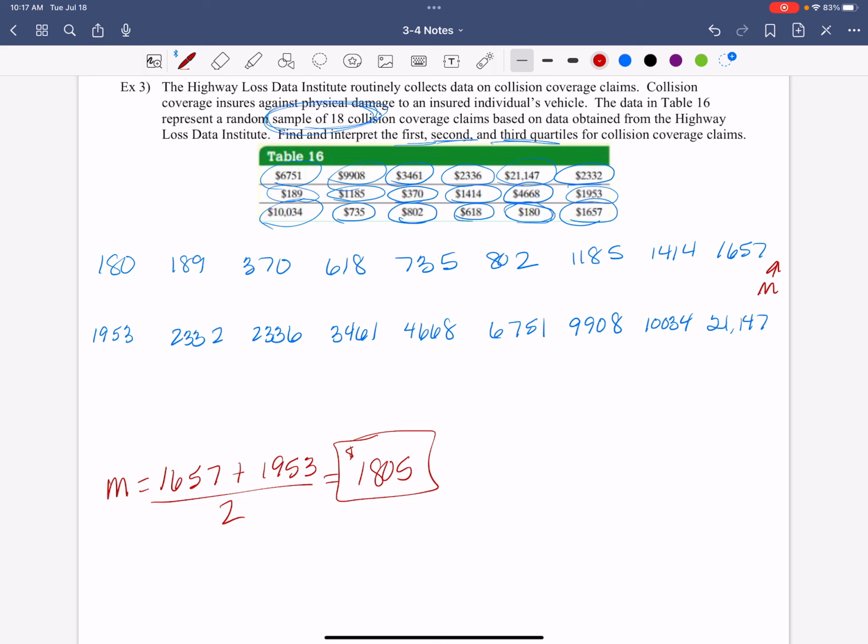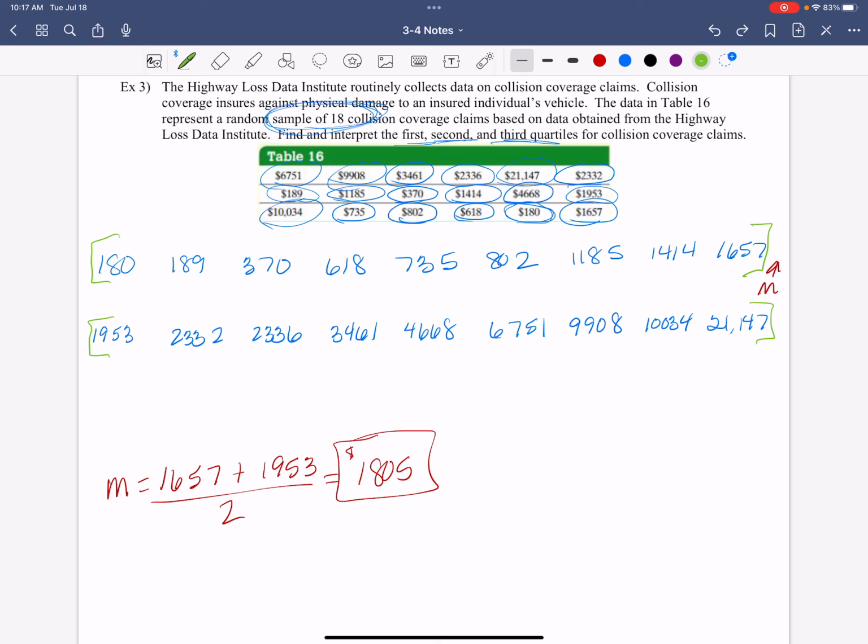Okay. But then, now here's the kicker. When you do the lower half and the upper half, the median is not part of that. So if there was an actual number here in the middle, like let's say this was 19, and I actually ended up having the point of 1805 right here, I'm going to get rid of this. I actually ended up having that point. This would be your median, and then you would still break it off to the upper and the lower. All right? Let me get rid of that so it doesn't muddy up our waters. But I just want to make sure that you caught that.